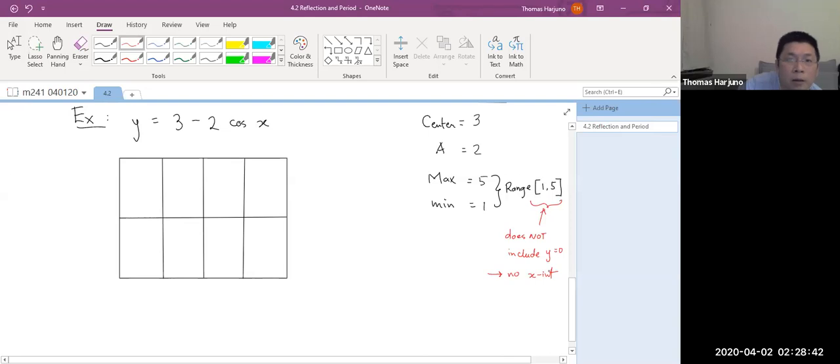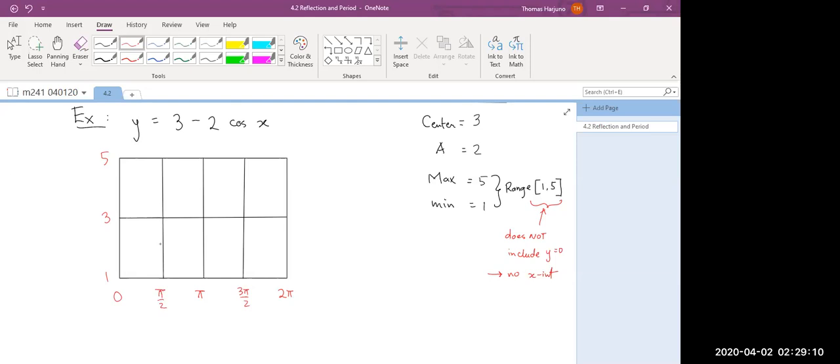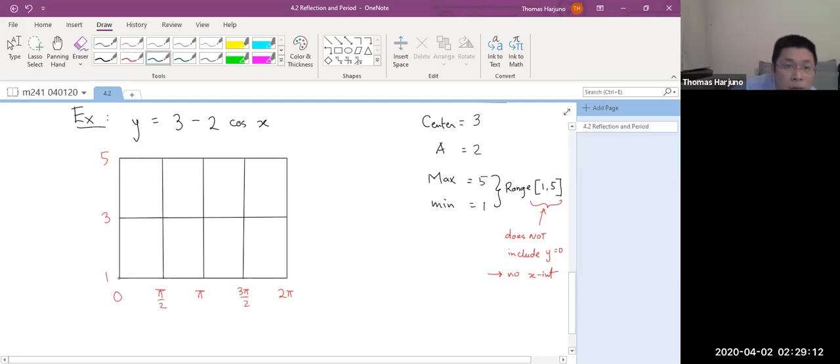Okay. Well, anyway, let's go back. The center is 3, the maximum is 5, the minimum is 1. We start from 0. The period is still 2 pi. And this is negative cosine. So should I start from the top, the middle, or the bottom? Bottom. From the bottom. That's right. So from the bottom, I go here, and then I go here.